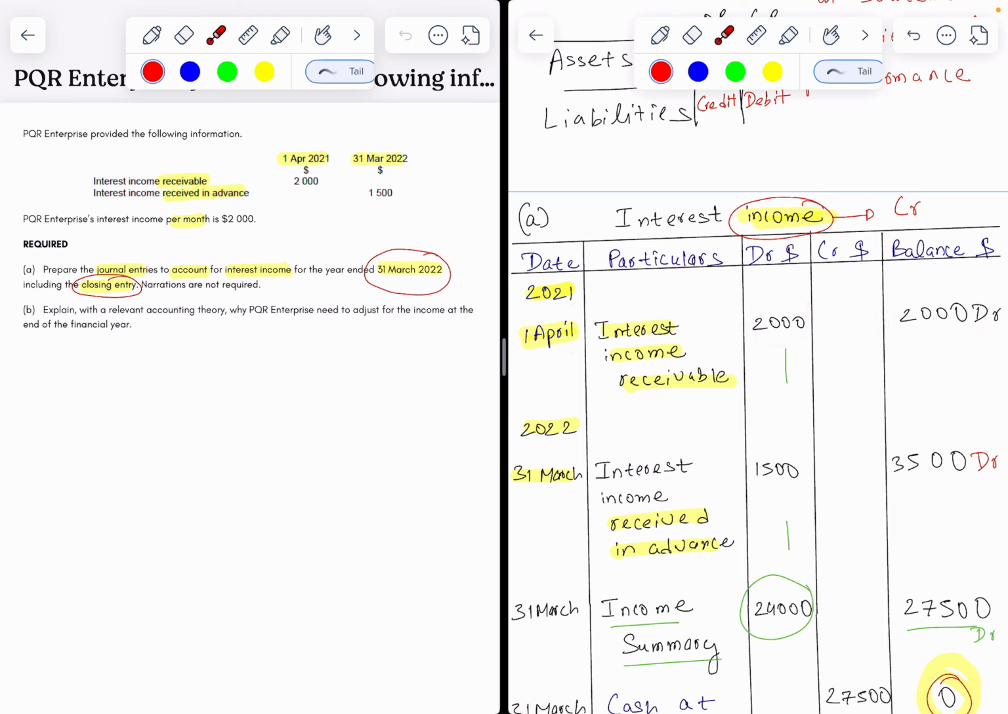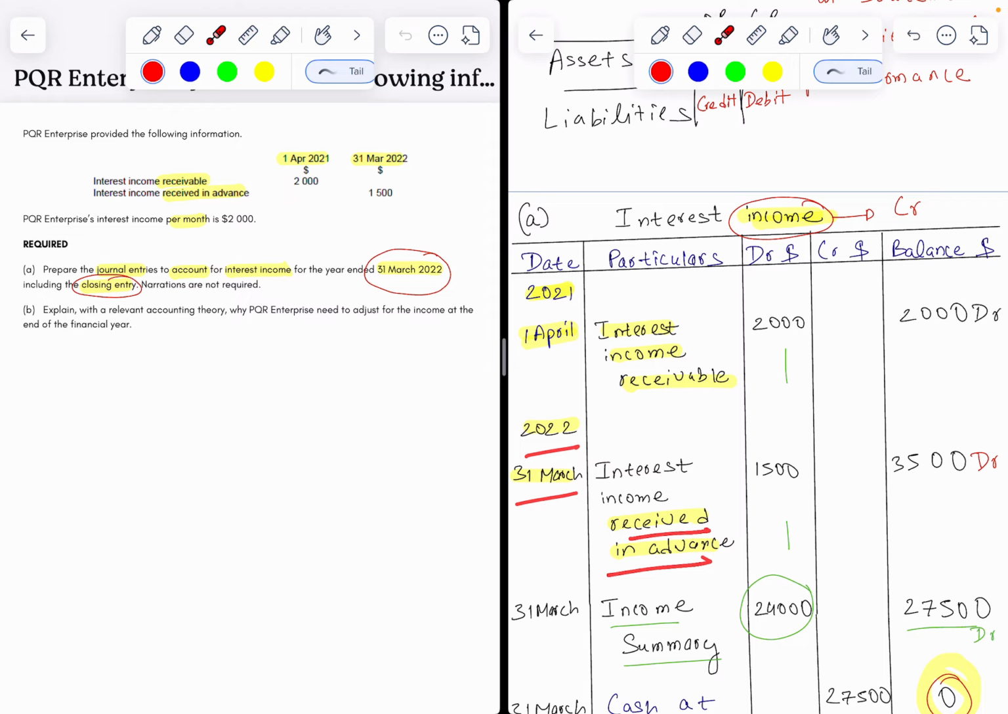Then for the year ended 31 March 2022, we have got interest income received in advance, which we understand is a current liability at the end of the year because we received the money, but we have not fulfilled our obligation. Our obligation is only going to be fulfilled in the next financial year. And when it is fulfilled in the next financial year, only then we can say that this is income which we have earned.